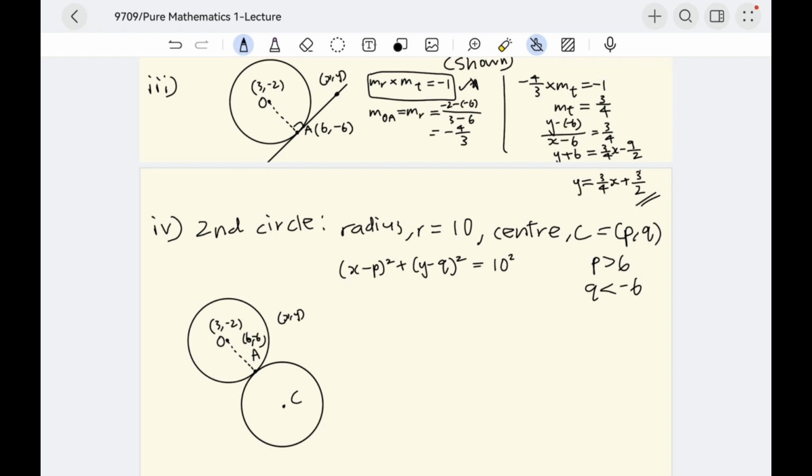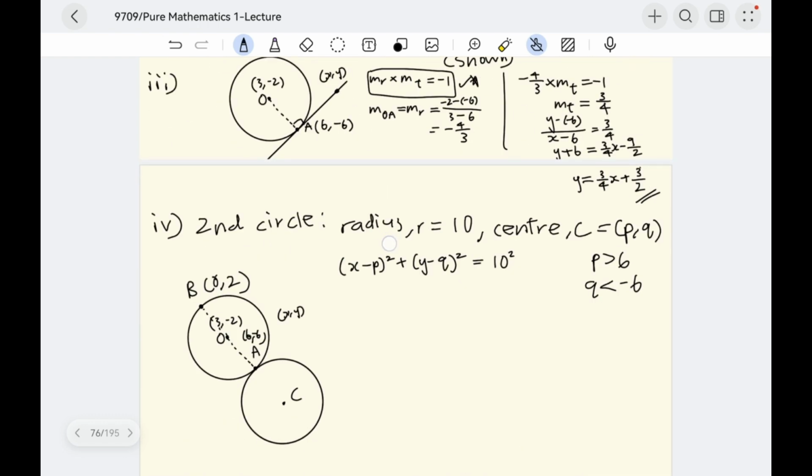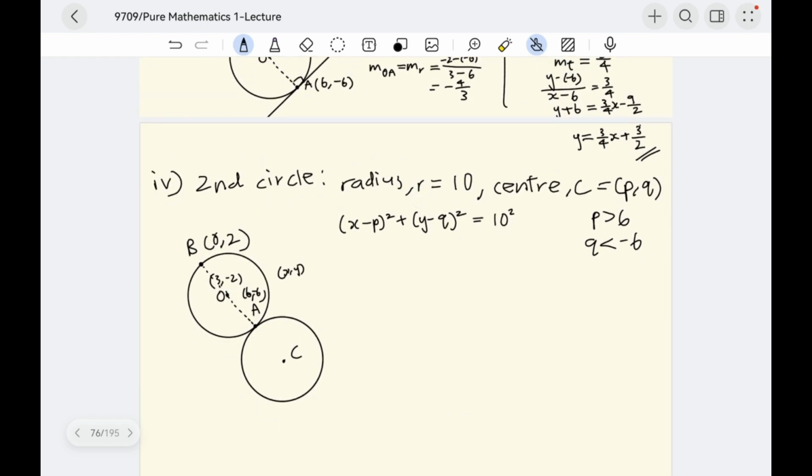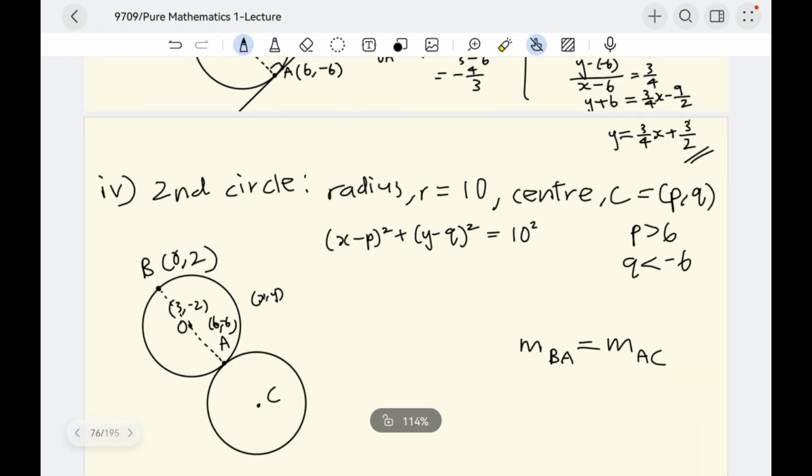So it tells you that B, A, C is a straight line. Okay, means that the gradient of BA equals the gradient of AC. Okay, this is the best prompt to relate it. Okay, so I want to substitute away the x and y.